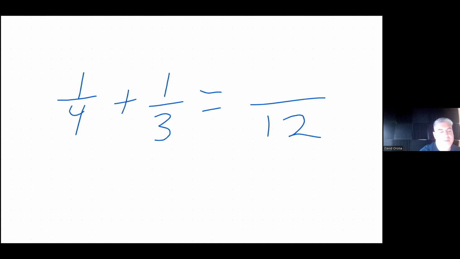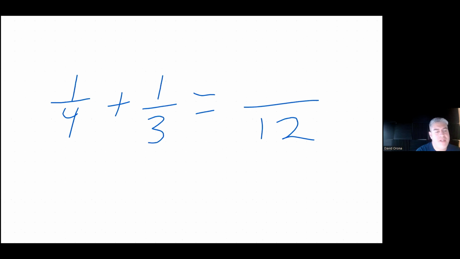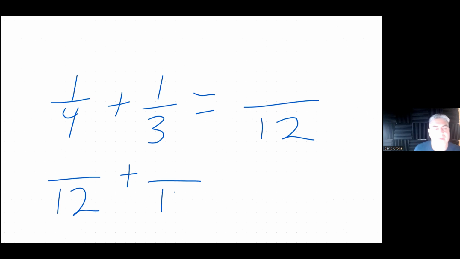Okay, so let's go ahead and rename these now. We've made the denominators the same, all right? Now, what did we have to do in order to get 12 on here? We had to multiply 4 by what? We had to multiply it by 3, correct? All right, so now let's do that to the top number here, to the numerator. We have to multiply the numerator by 3, okay? Because we multiplied the denominator by 3 to get 12.